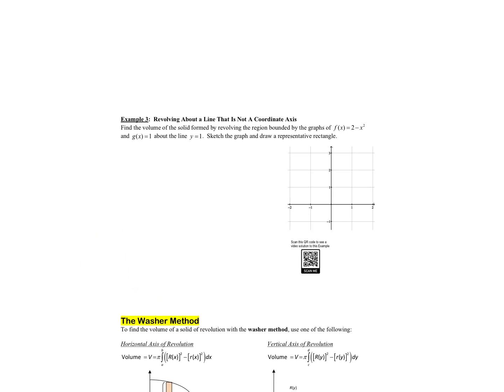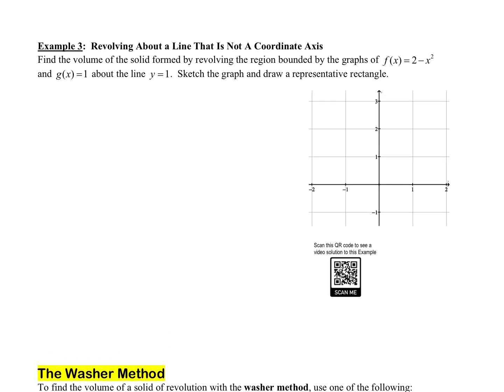All right. Example 3 here. So we've done one where we rotated about the x-axis. We've done one where we rotate about the y-axis. Now we're going to rotate about something that is not the x or the y-axis. Okay? So we first have to graph what these curves look like. I've got f of x equals 2 minus x squared, g of x equals 1.